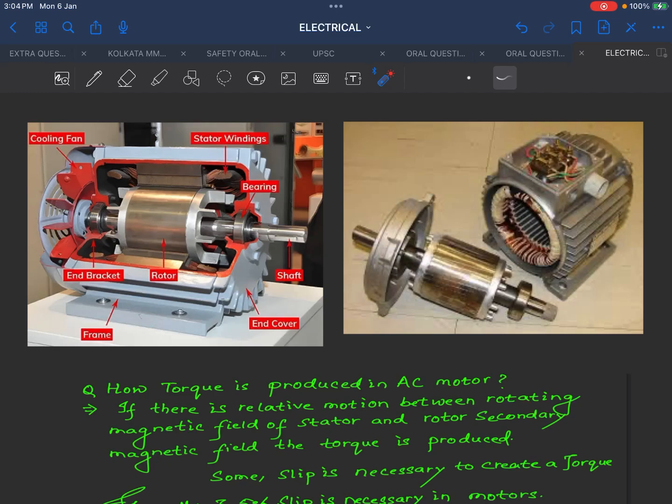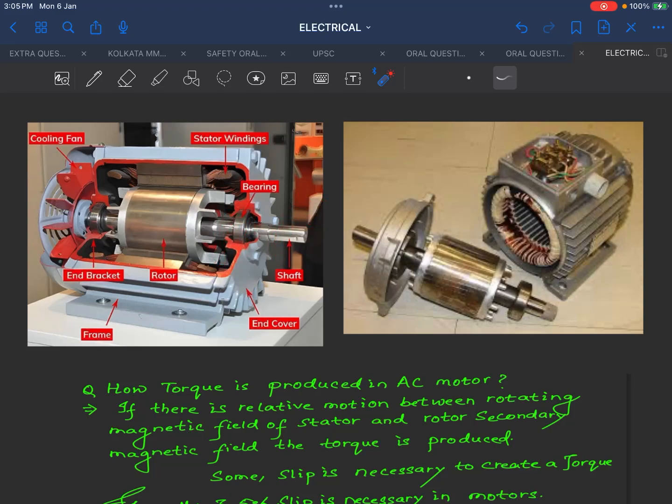I will explain everything in detail in another lecture. Right now they are asking only about the construction. So you see, this is the stator winding, this is the rotor and all this, and this is the shaft. And these are the bearings.